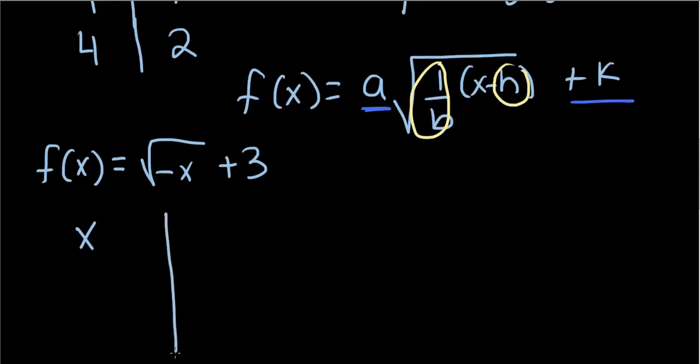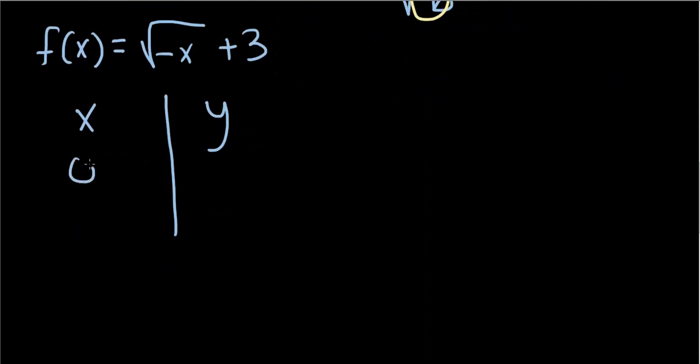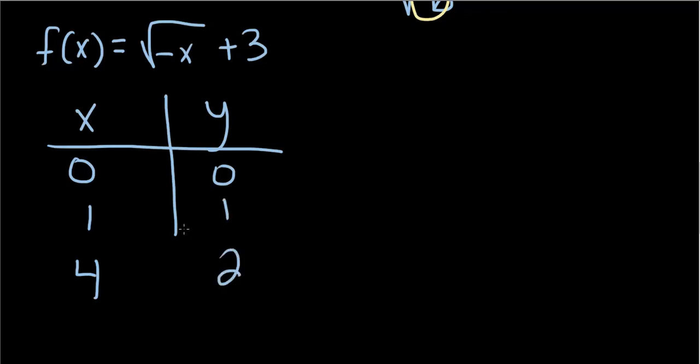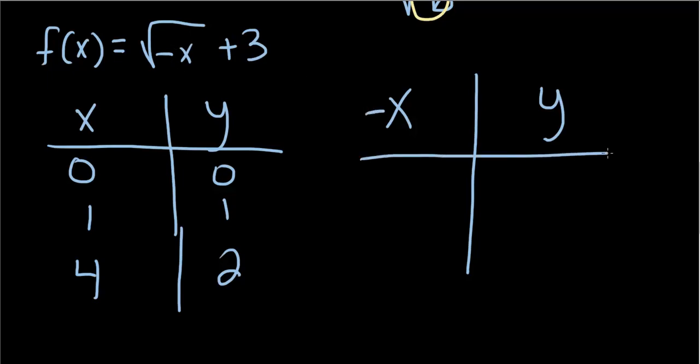I'm going to rewrite the table that I'm going to be using as a guide. So it's going to be 0, 1, 4. And here I will have 0, 1, 2. This is the same table that we created earlier. And now we are going to have a table of values for the transformation. So again, this negative sign is going to affect x. So I'm going to write it right here. The 3 is going to affect y. So I'm going to have a plus 3 here.